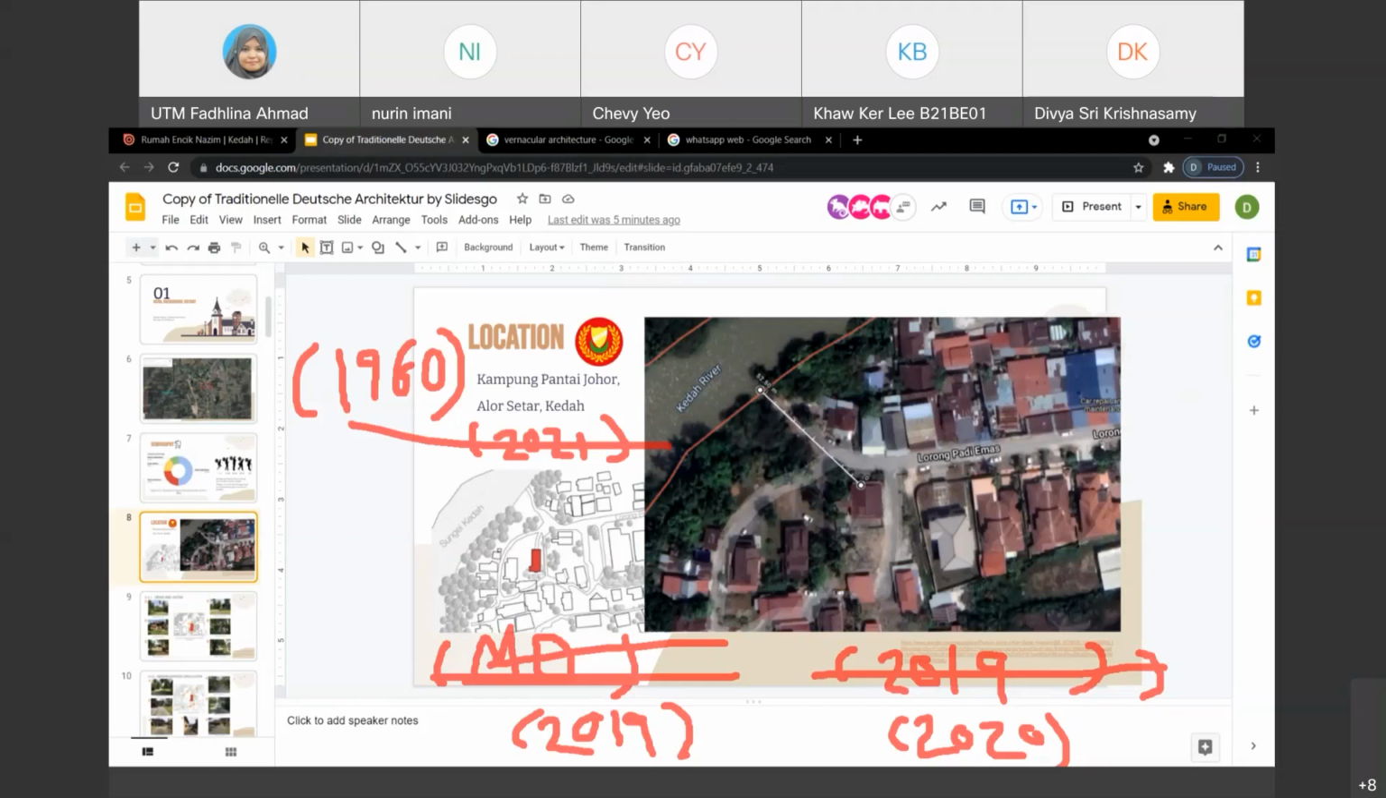Alright, but the one with no context, if they did it based on 1960, so you just mentioned the date. Because we want to know the development of this particular place. For instance, in 1960, there is no surrounding building. There are still no buildings over here. And then in 2019, when they did the measured drawing, there was already something over there. And then in 2020, you see all these houses surround the building.